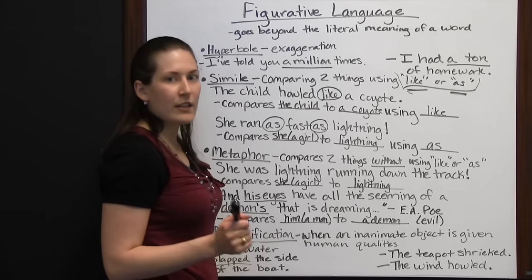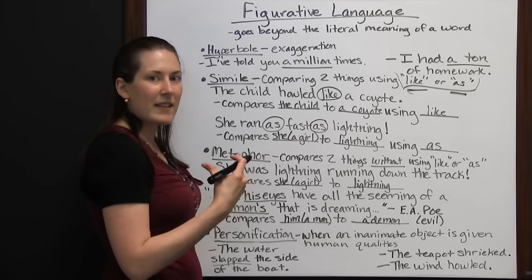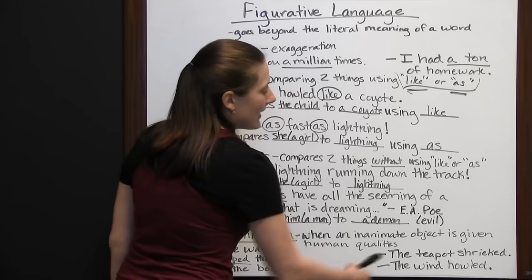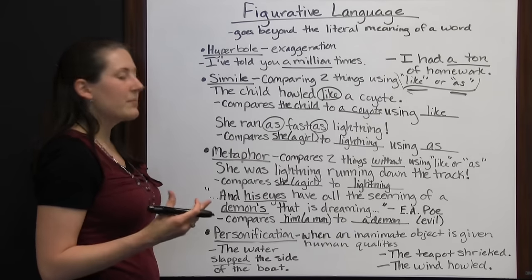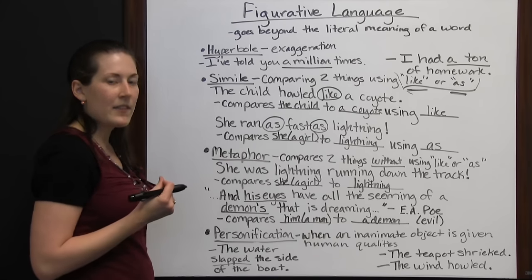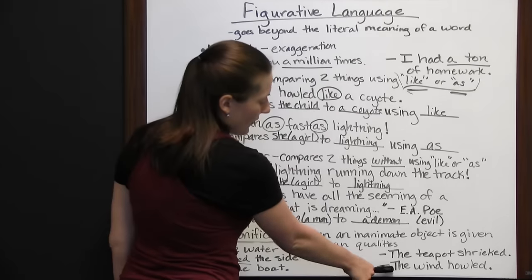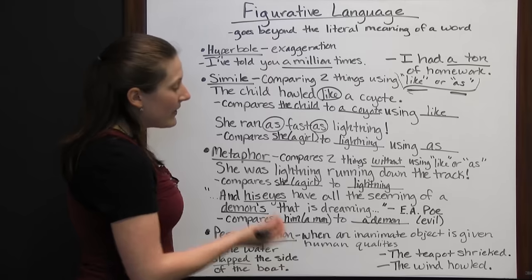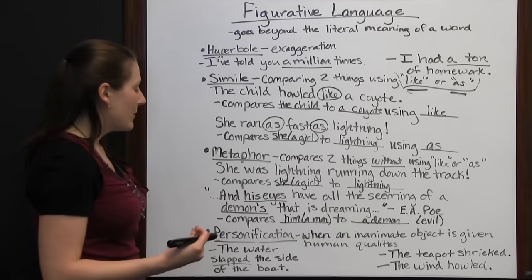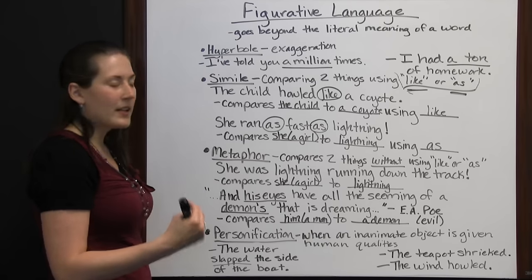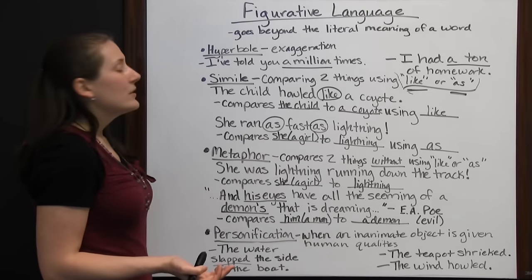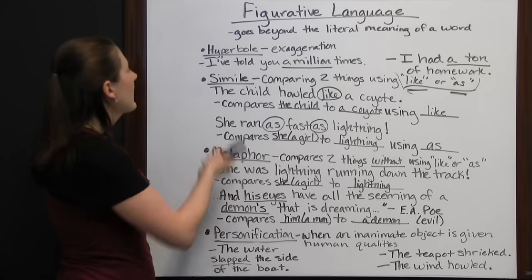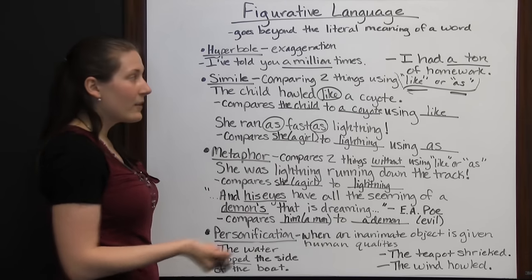Another example, the teapot shrieked. Shrieking, screaming, that loud sound, you can hear it in your head when you think about the noise a teapot makes. But a teapot isn't actually shrieking like a person would. It's simply making that noise because the air is hot enough that it's trying to get out now. Or the wind howled. Wind can't howl like a wolf would howl, but wind makes that same kind of sound sometimes, and so the author is trying to put that sound of howling in your mind when they're describing the wind. So figurative language can be a lot of different things. Hyperbole, where you're exaggerating. Simile, where you're comparing two things using like or as.